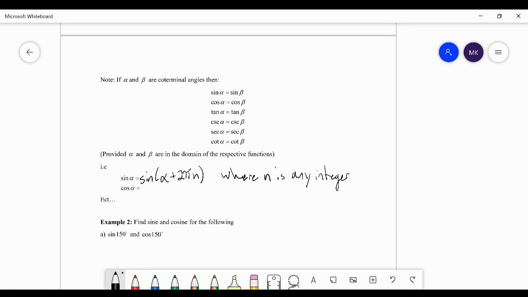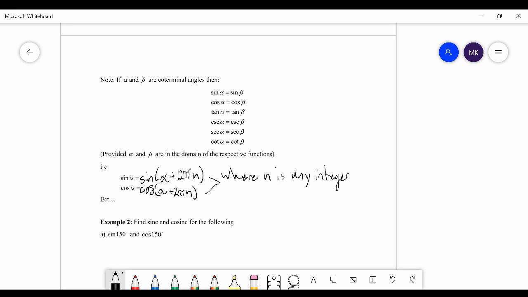And exactly the same for cosine. We get that cosine of alpha is equal to cosine of alpha plus 2 pi n. And both of these, n is any integer. Okay, and that works for all of these values as well. Again, assuming that alpha is within the domain of the respective function.